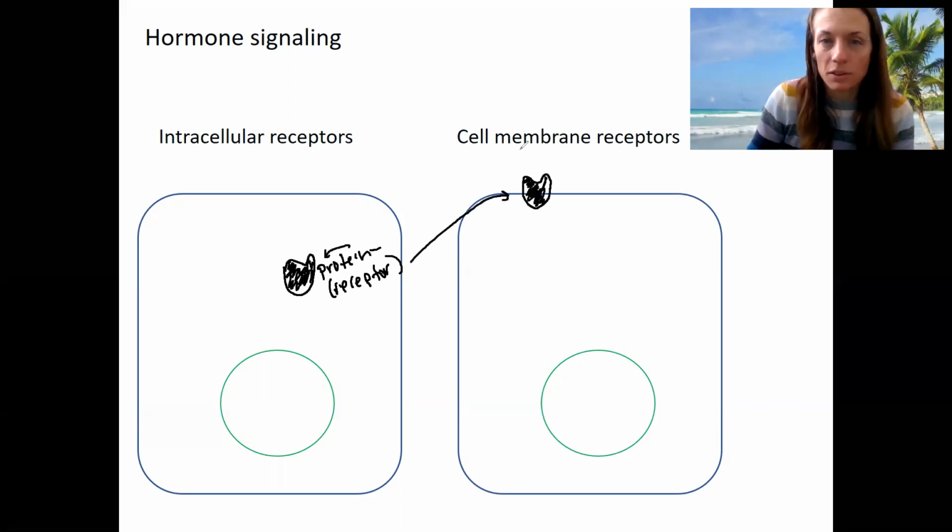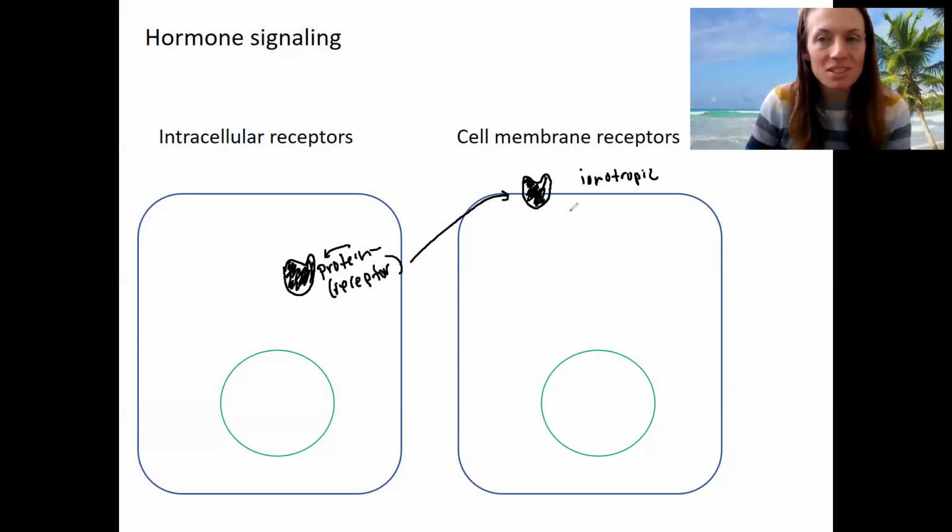What are some types of cell membrane receptors? There were 2 types. One were ionotropic. These were ion channels that just opened and allowed ions through. This was very common in the nervous system. We're going to see this some this semester, but more often and definitely more with hormones, with the endocrine system, we're going to see the other type of cell membrane receptor, which is what?